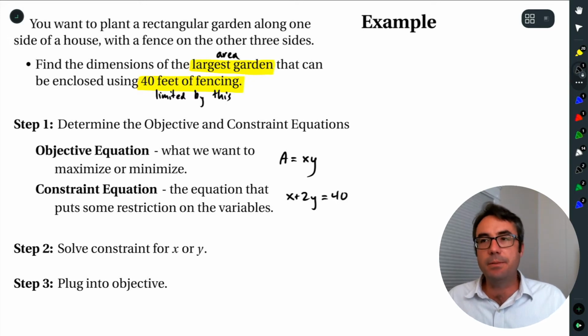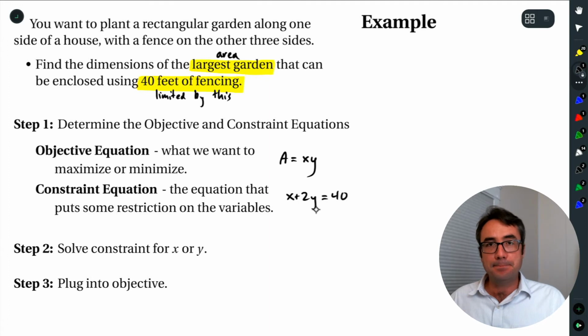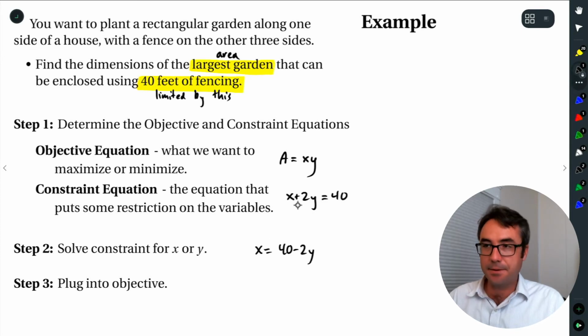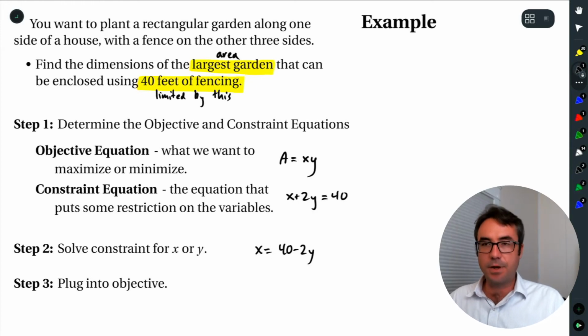Now it becomes a little bit more routine. We want to solve our constraint equation for either x or y. Either one's fine. I think x is a little bit easier to solve for. So let's solve for x. And when I do that, I get x is equal to 40 minus 2y. If I solve for y, perfectly fine, but then I'd have to divide by 2, and I might have a little fraction in there. So this way I avoid having to use any fractions, at least right now.